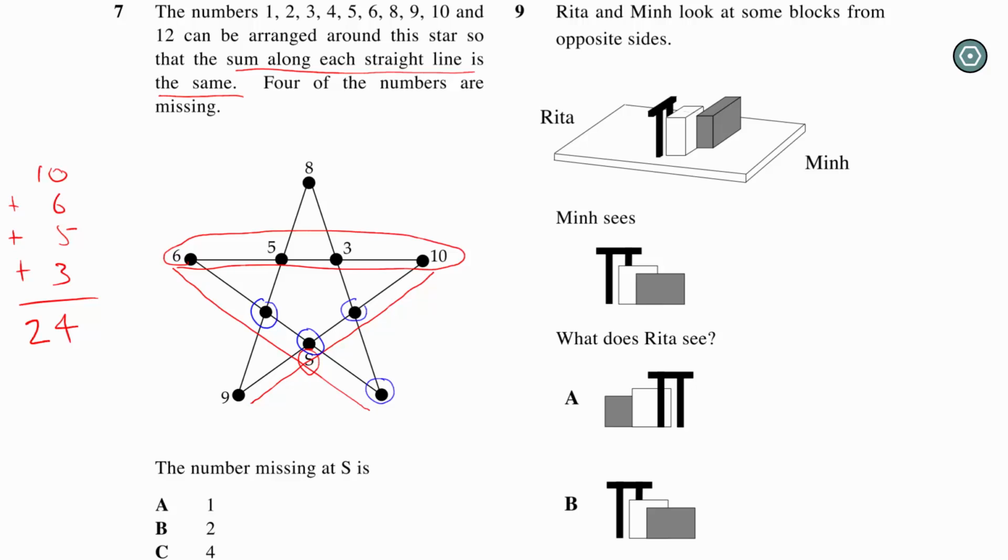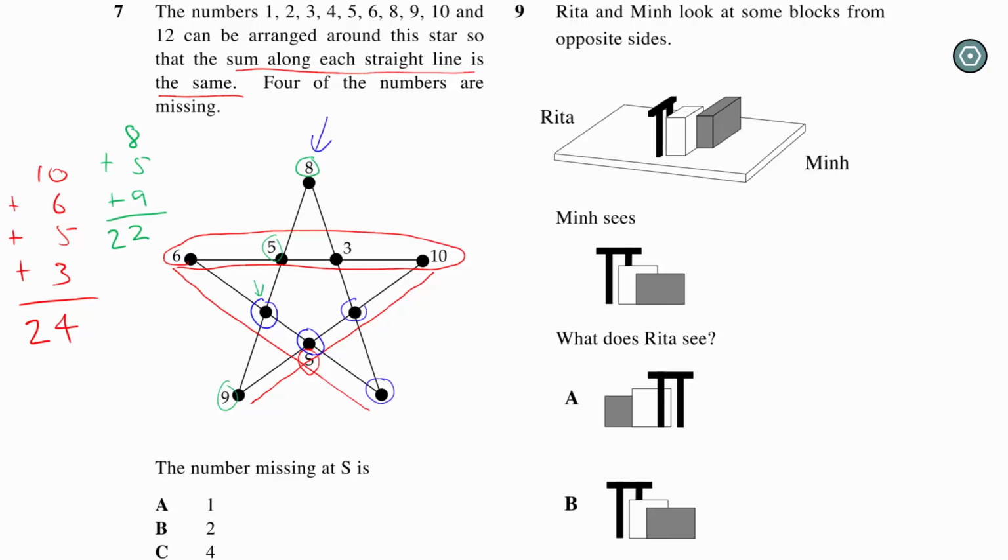Now, the one that we can figure out immediately would be this line here, because we have 3 numbers given to us. I'll just circle them for you. So we have 8, 5, 9, and we do not know this unknown here. So if we add them up, 8 plus 5 plus 9, that gives you 24.